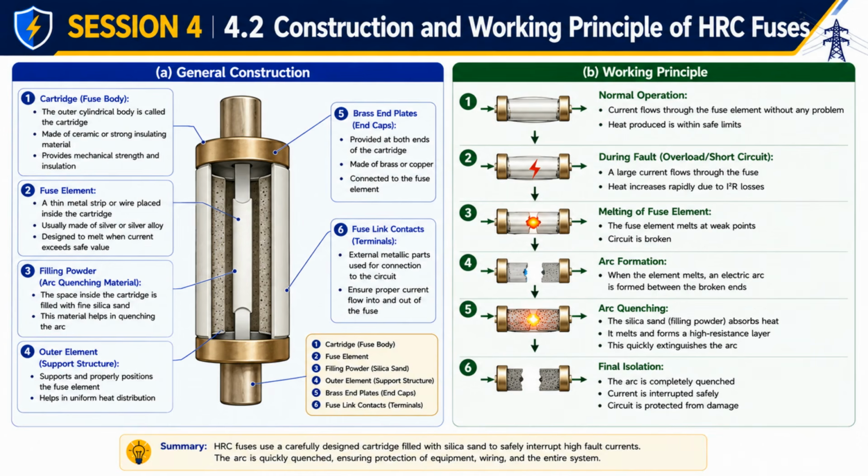Step 4. Arc formation. When the fuse element melts, an electric arc is formed between the broken ends. Step 5. Arc quenching. The silica sand absorbs the heat. Step 6. Final isolation. The arc is completely extinguished. Current flow stops safely. The electrical equipment and the entire system are protected from damage.